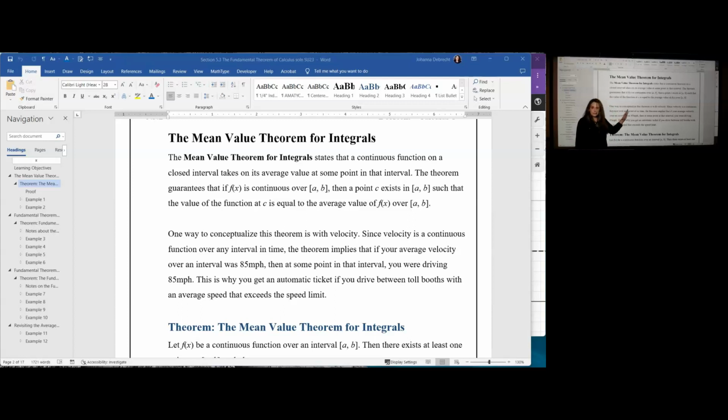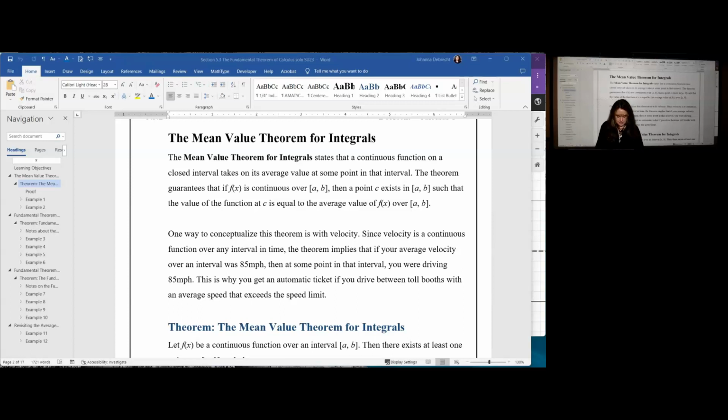One way to conceptualize this theorem is with velocity. Velocity is a continuous, differentiable, and integrable function. And it implies that if your average velocity between two toll booths was 85 miles per hour, then at some point you had to have been driving that average speed of 85 miles per hour. And that's why you get a ticket on a toll road without any radar present.